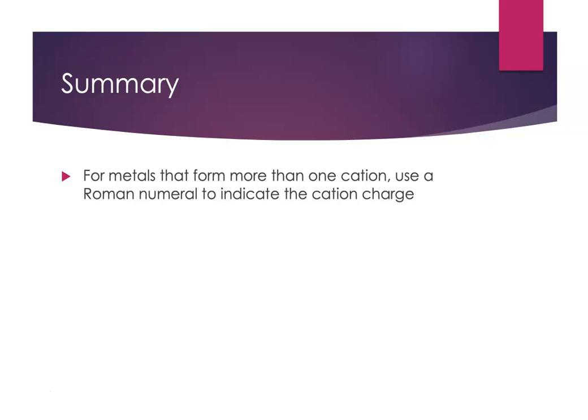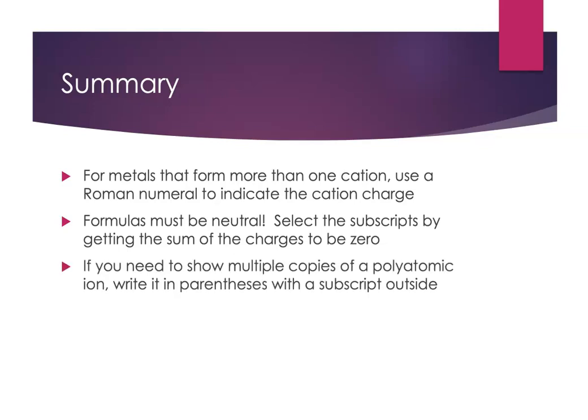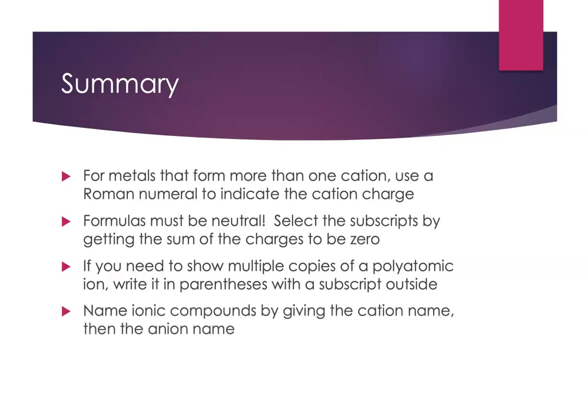We're very, very picky. Formulas have to be neutral, so you're going to select your subscripts so that the sum of the charges will work out to be 0. If you need to show multiple copies of a polyatomic ion, you put that polyatomic ion in parentheses. You write the subscript outside the parentheses. And then we name ionic compounds by giving the cation name and then the anion name. And we have to remember to put that Roman numeral in, or we're not going to have the right name.